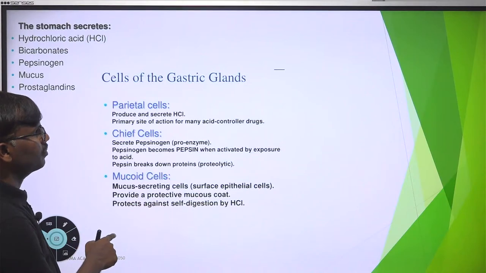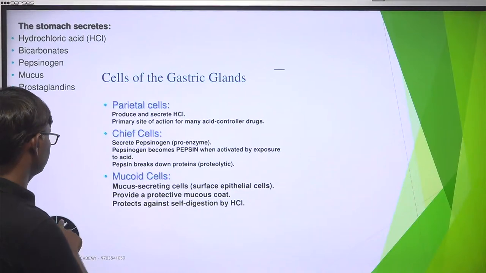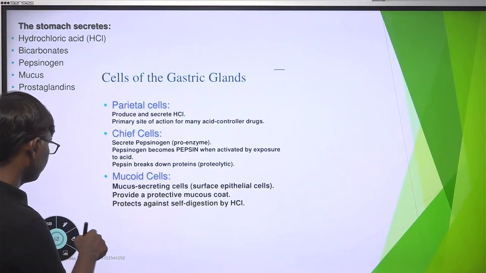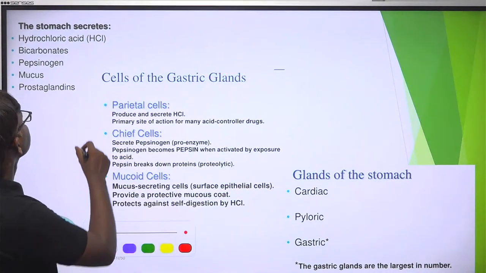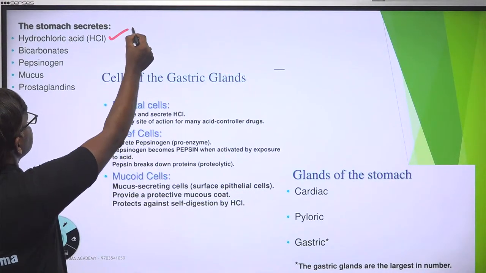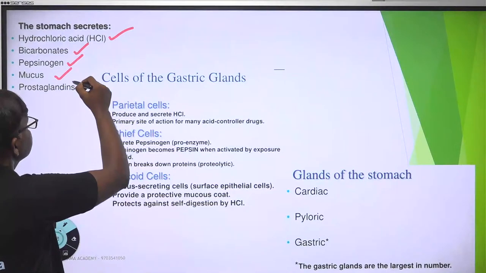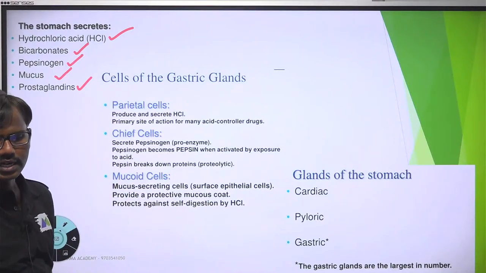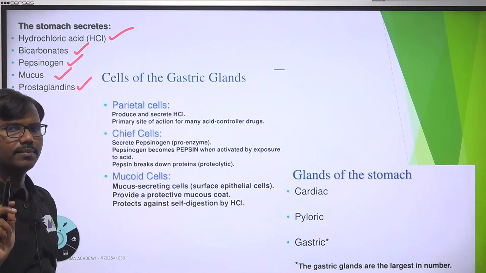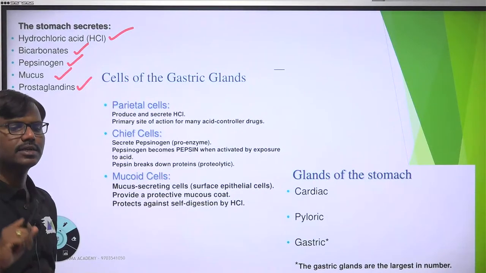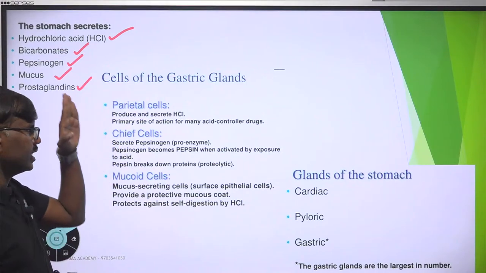What are the examples of proton pump inhibitors? All the ones ending in -prazole: lansoprazole, pantoprazole. Right. Some of the important points related to the stomach, you must remember. The stomach secretes number one HCl, and then bicarbonates, pepsinogen, mucus, and prostaglandins. These are the important chemicals secreted by the stomach.